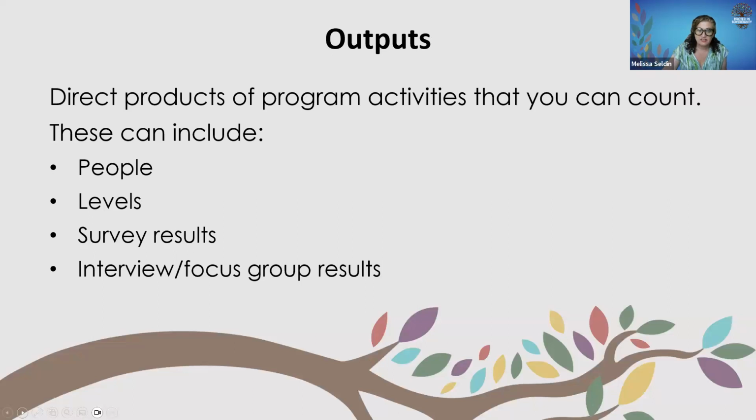So, outputs. These are the direct products of program activities that you can count, right? So things you can count here. These can include people's levels, survey results, interview and focus group results. Now you may be thinking, ooh, focus groups, those are typically qualitative, right? But when you look at all your focus groups together and you see how many people are echoing each other, and you start to get similar answers, you start to get themes that come out. All of those things can be counted and can be considered outputs, right? You don't want to look at each focus group as an individual entity. Rather, they are parts of a whole.